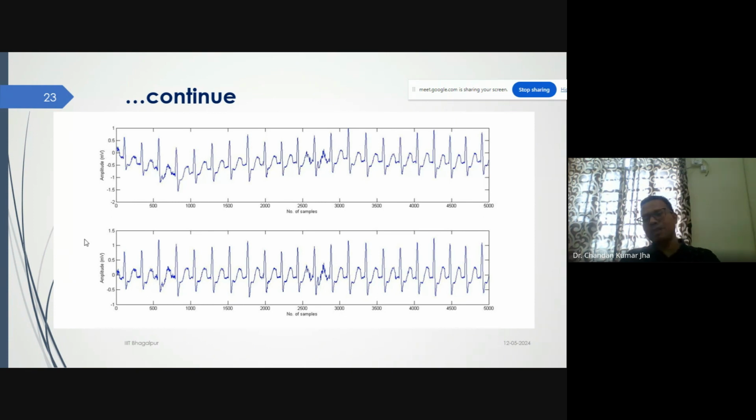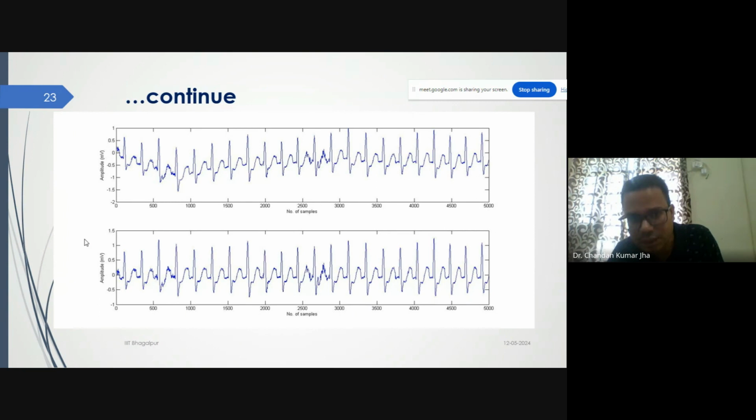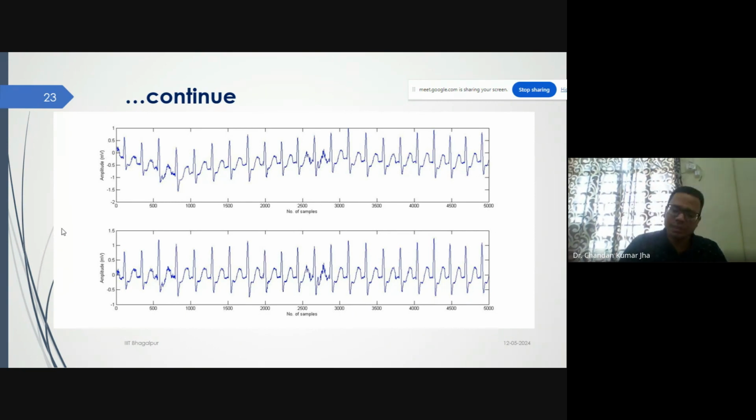So all these parts are the denoising part, and in the overall signal analysis part, we include it in the pre-processing part. Okay, so these kinds of techniques are used in the pre-processing part of the signal in digital signal processing for the biomedical signal and especially for ECG signal.